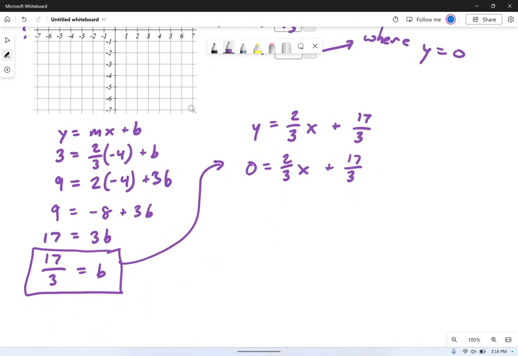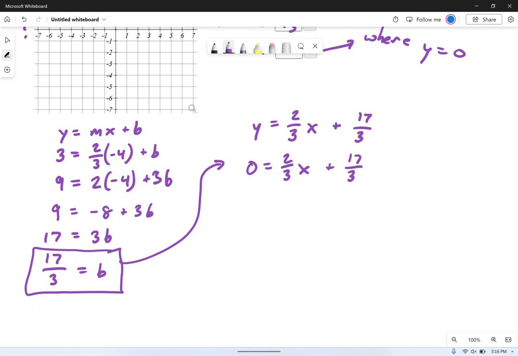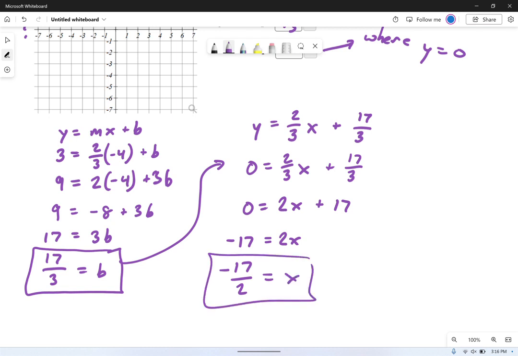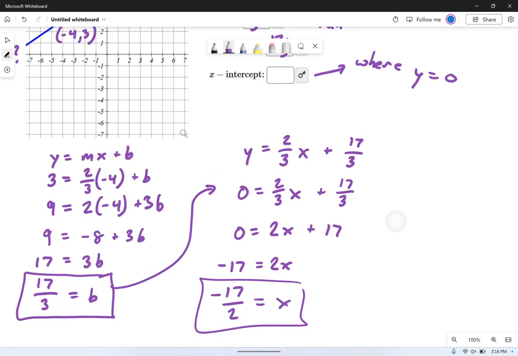Okay, now I just need to do a little algebra. So I'm going to multiply everything by 3, just to make this easier. 0 equals 2x plus 17. And now I'm going to subtract 17 over here, and then divide everything by 2. So there's my x-intercept. And I realize now that I'm being a little bit sloppy in how I write this stuff.